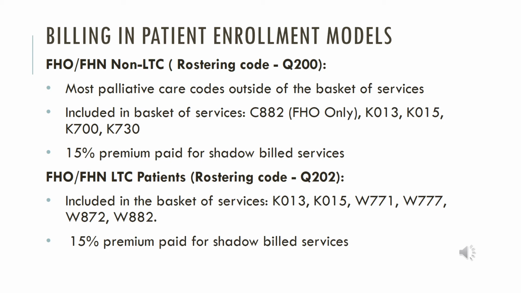Those services listed here that are within the basket are shadow billed, and a 15% premium is paid on those services. Note that there's a slight difference between the basket of services for family health organizations and family health networks. For these same physicians rostering patients in long-term care, the basket of included services is listed here. It should again be noted that K023 is outside of the basket and can still be billed on a fee-for-service basis. Again, a 15% premium is paid on shadow billed claims. As noted previously, switching over to fee-for-service billing in this situation is not likely to be possible.